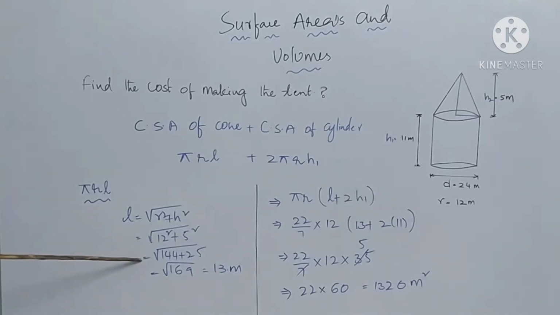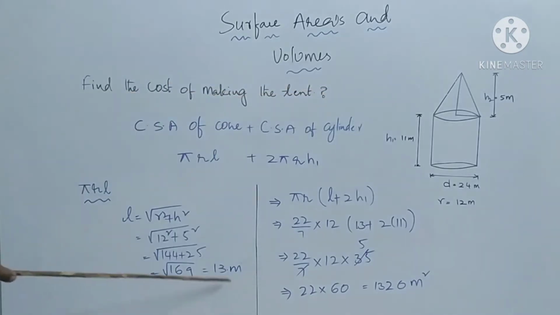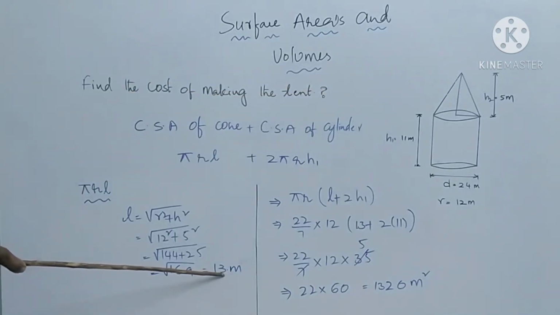So that is equal to the square root of 12 square plus 5 square, that is the square root of 144 plus 25, which is the square root of 169. So that is equal to 13 meters. So the slant height is 13 meters. This is the slant height, 13 meters.